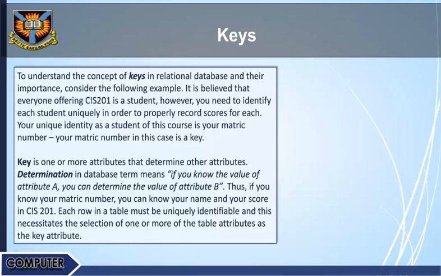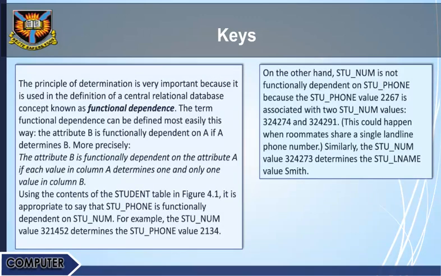Each row in a table must be uniquely identifiable, and this necessitates the selection of one or more of the table attributes as the key attribute. The principle of determination is very important because it is used in the definition of a central relational database concept known as functional dependence.